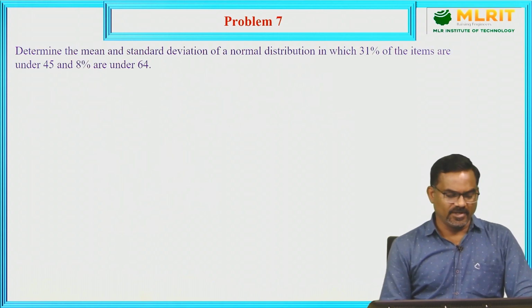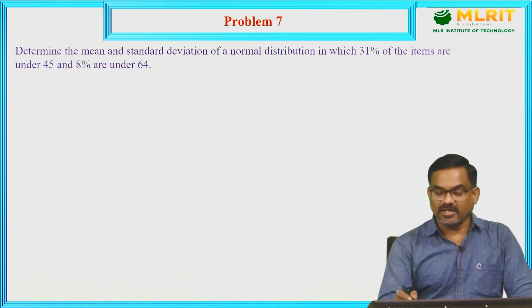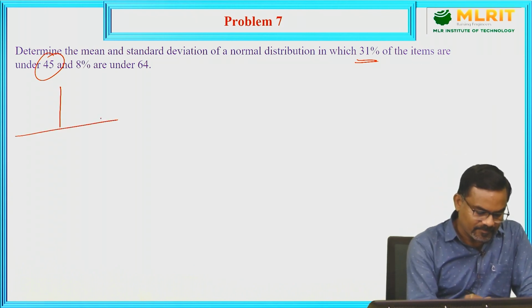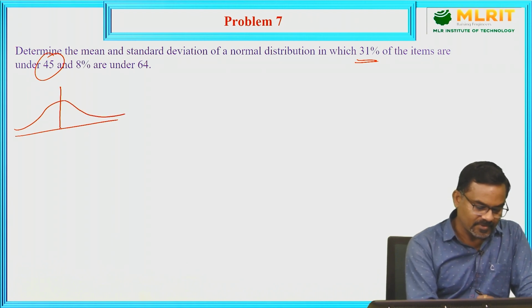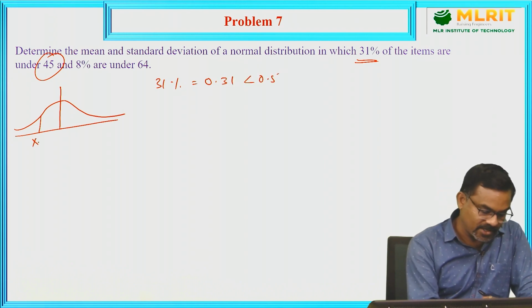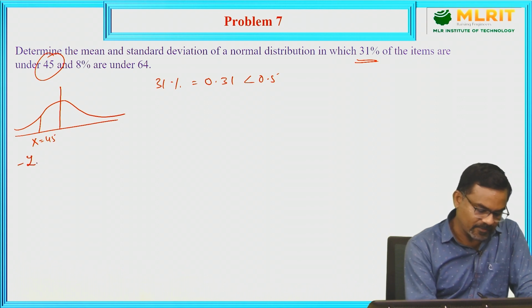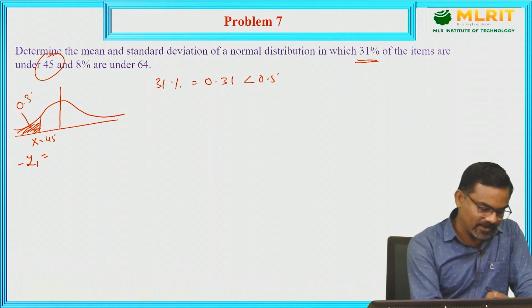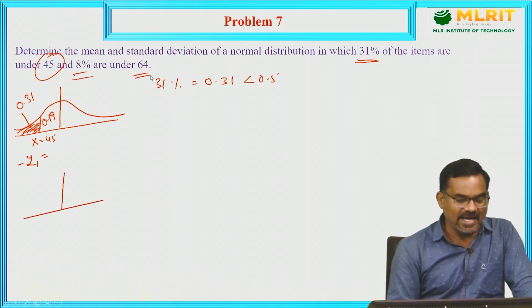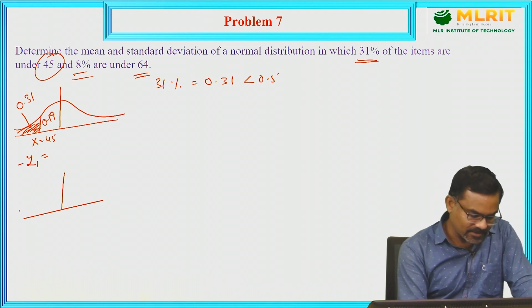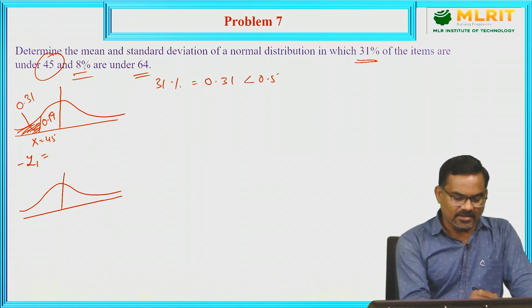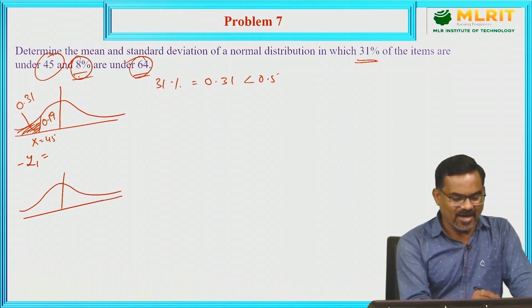A similar problem is given here. Determine the mean and standard deviation of a normal distribution in which 31% of the items are under 45. So under 45, which is 31%, which is 0.31, less than 0.5, obviously that value must be negative. So the corresponding z will be negative, minus z1. So 31%, 0.31, so this will be 0.19. Similarly, another piece of information: 8% are under 64. Again, the values under 64 are 8%.